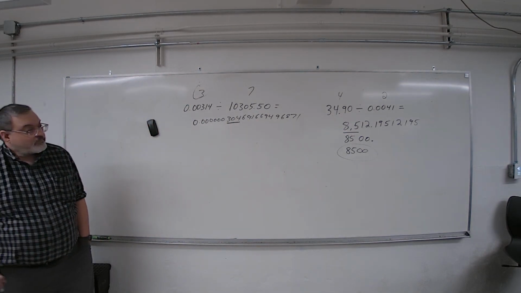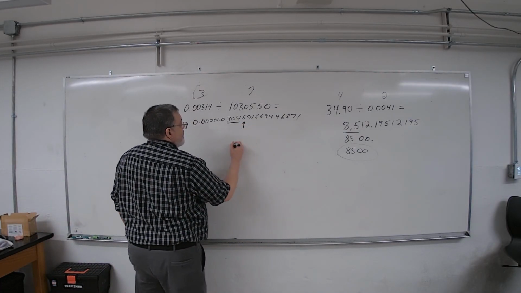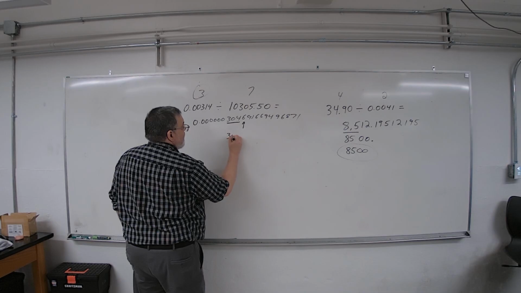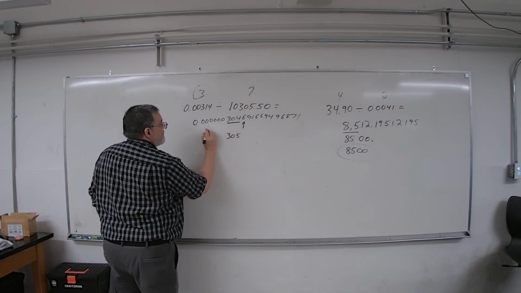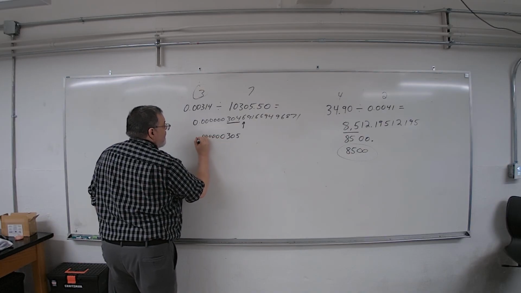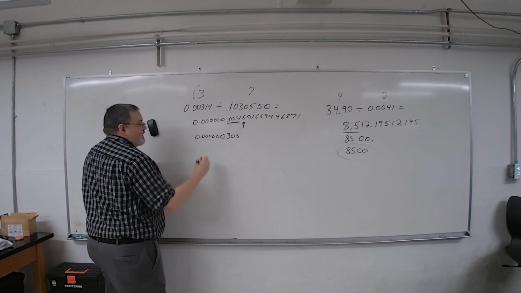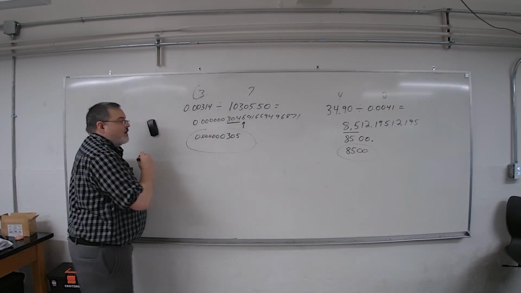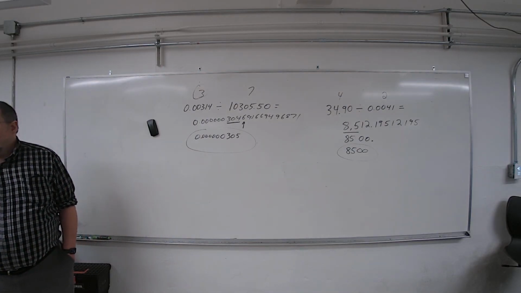You with me? I'll look one more digit out. The 6 will round the 4 up, so this needs to be 305. It's 1, 2, 3, 4, 5, 6. And then I won't put anything else there. That's the answer to this one. There's the answer to 3 significant digits.